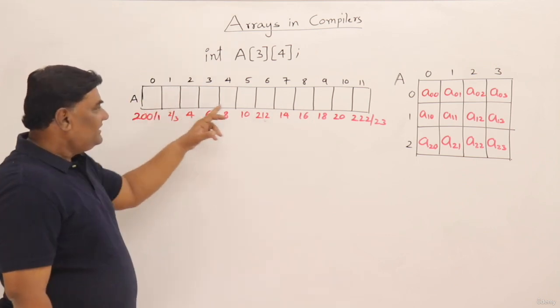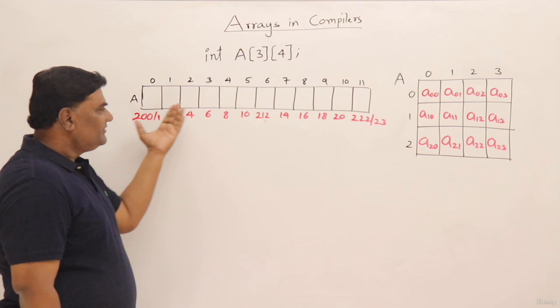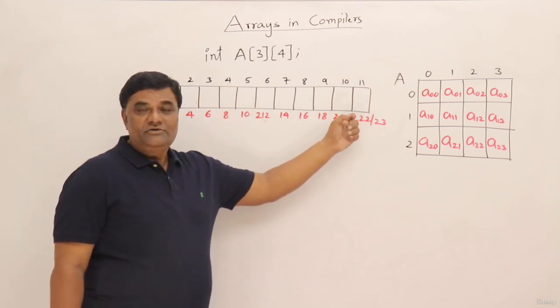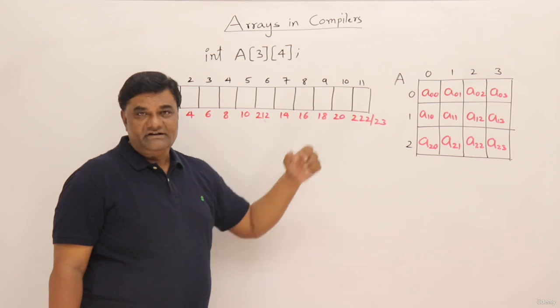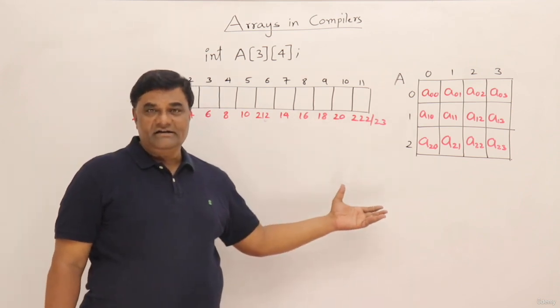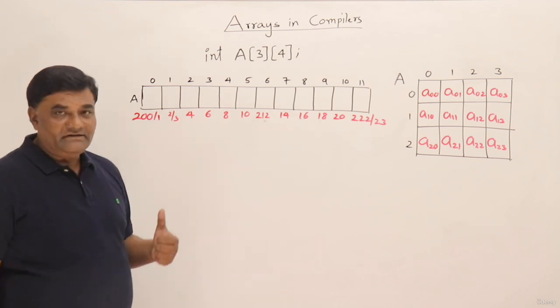Now these are total 12 locations, and assuming that the starting address is 200, so on 2 bytes I have increased, and the last byte's address is 222 and 223. Now the problem is how the elements of a two-dimensional array are stored in a single dimension array. How the mapping is done.